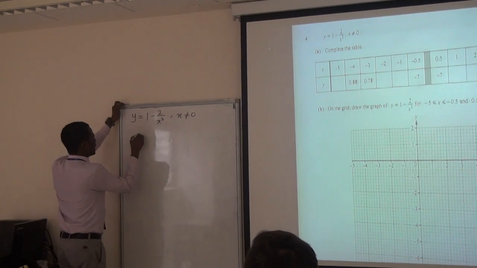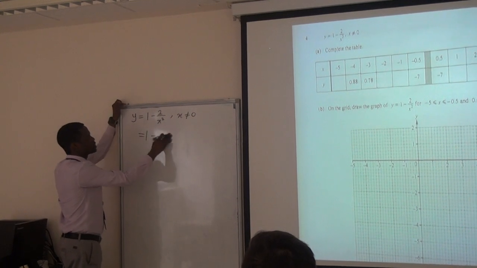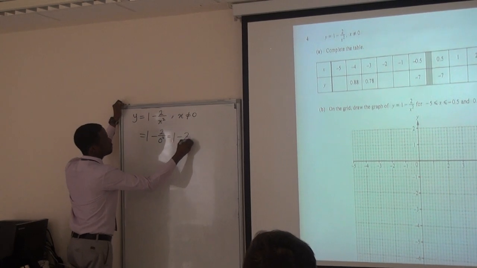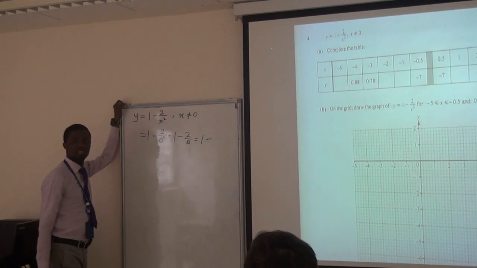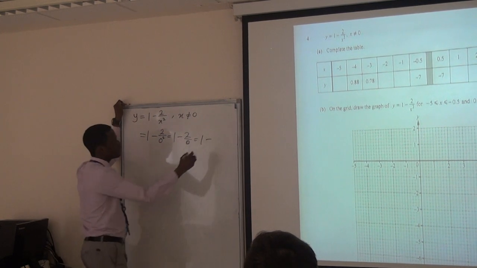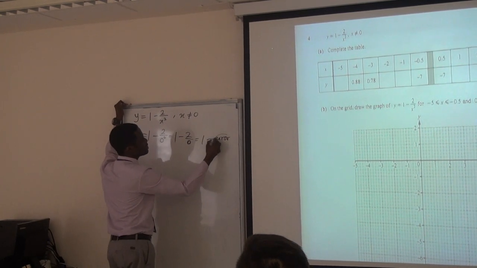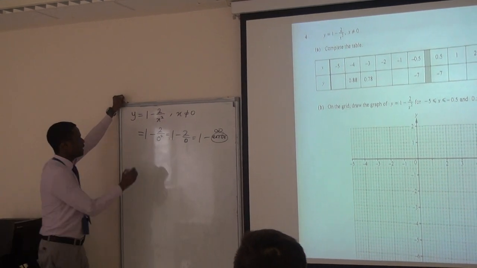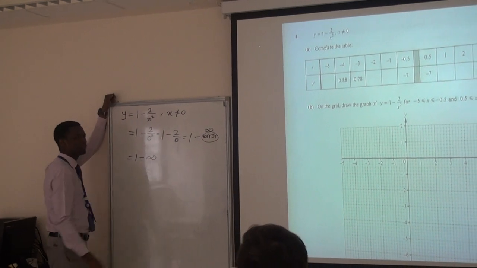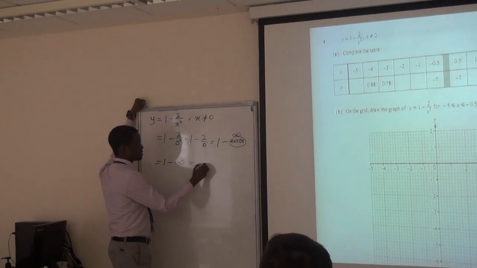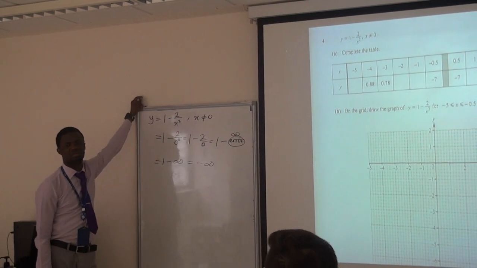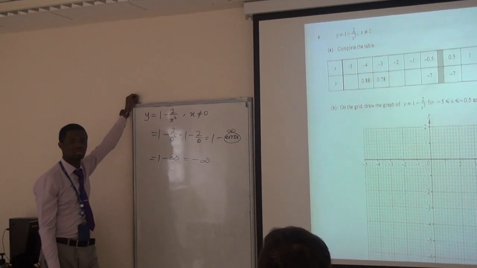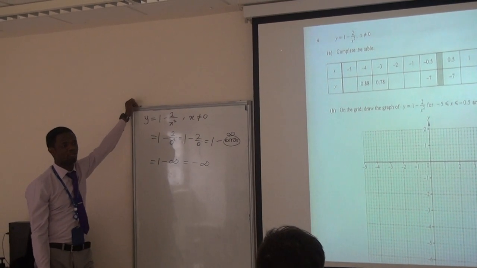Okay, let's put 0. So we get 1 minus 2 divided by 0. Oh, it's error. It does not exist. It's infinity. It's like trying to work out 1 minus infinity. Even that is a negative infinity on its own. So that can't be positive. Infinity is not a number.